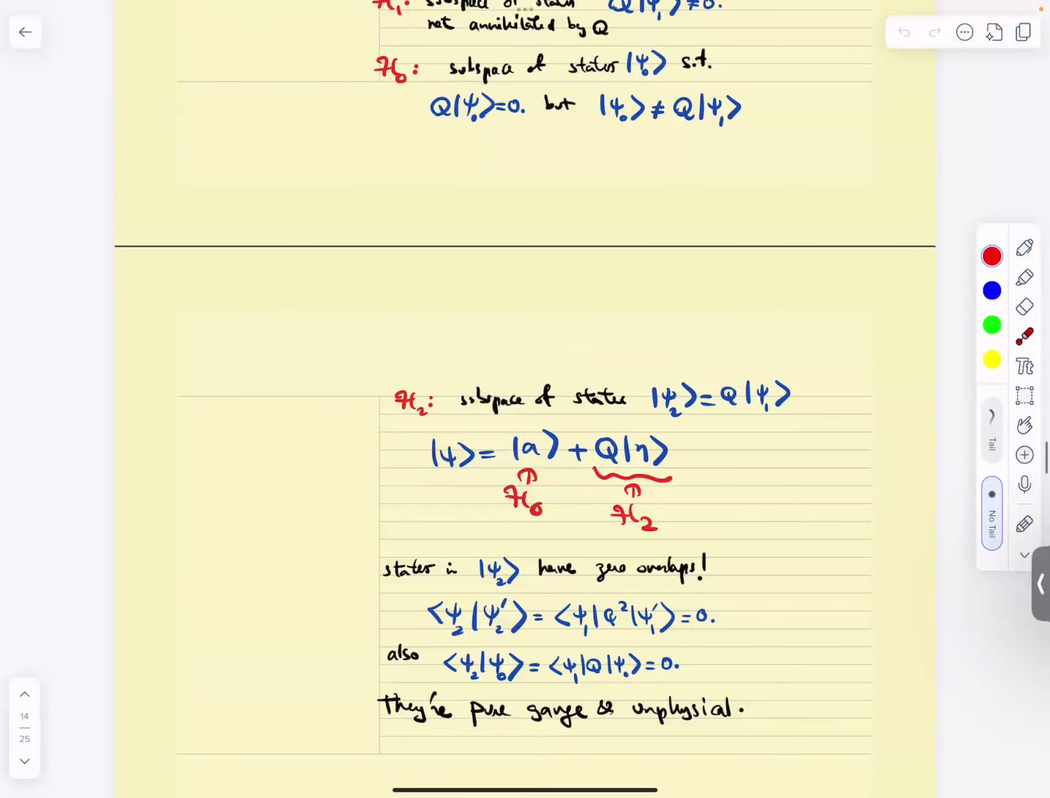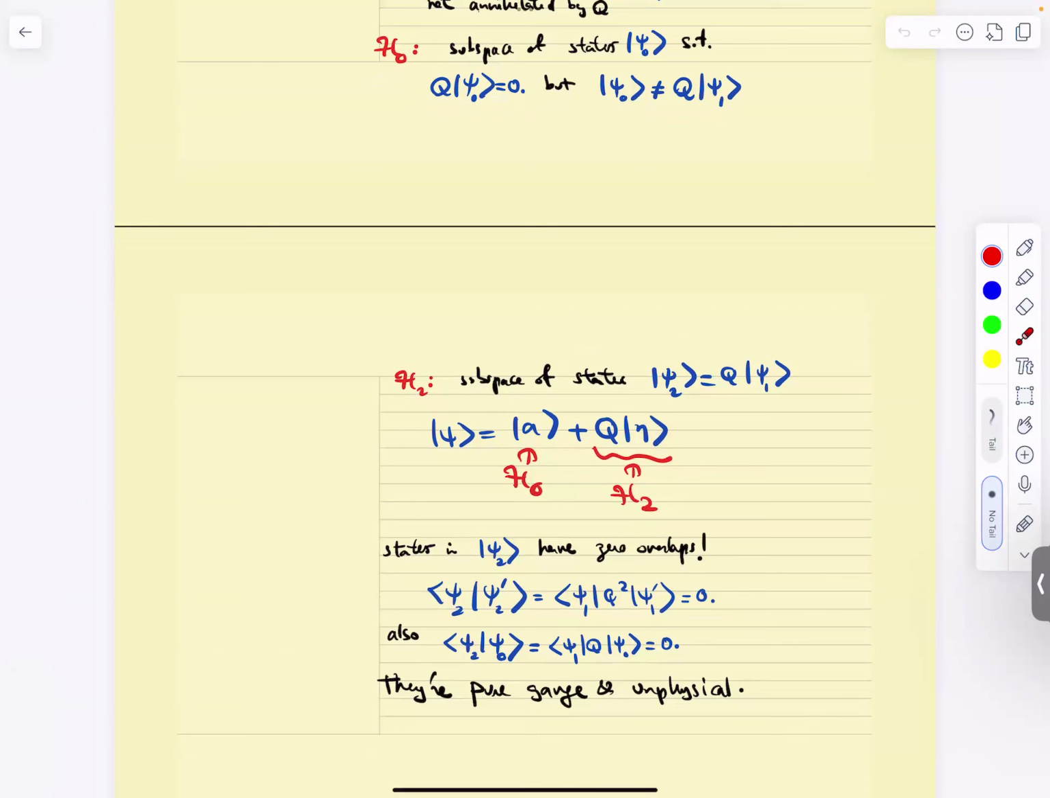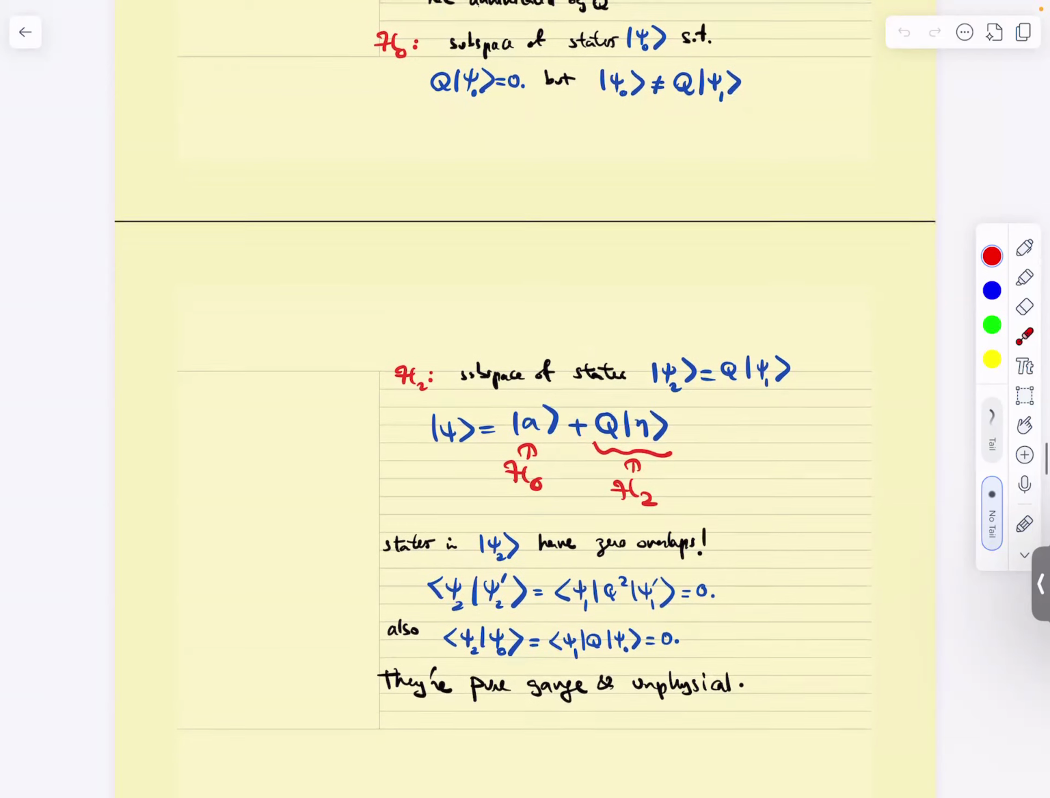You see the power of this nilpotent operator. If you have a nilpotent operator and you apply it on a vector, if the result is some vector, that vector has to be thrown out of the Hilbert space because it has 0 norm. Right? That's the power of it.